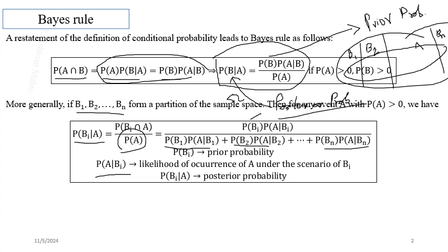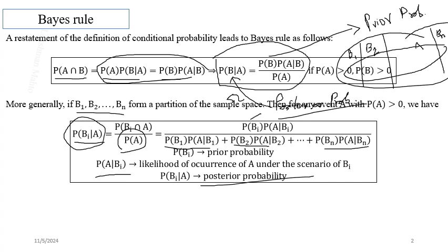Then we are computing probability of Bi given A. This we call the posterior probability. The probability of A you can call the evidence, the total probability law. It is simple. I think it might be clear to everyone. Any question here till now? Any difficulty in understanding Bayes rule? That means Bayes rule is all about computing this posterior probability.